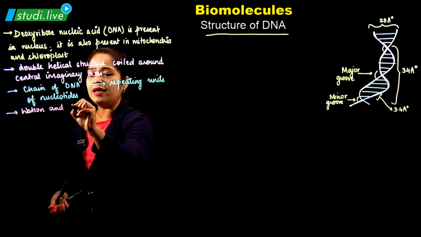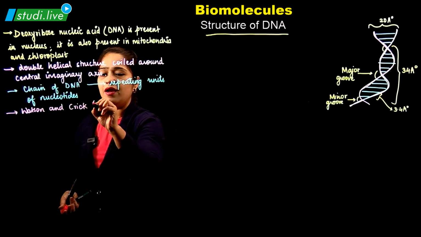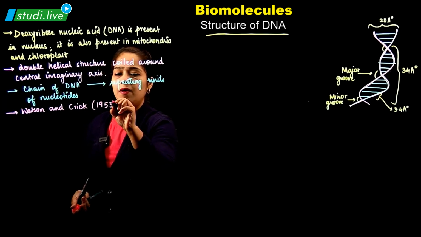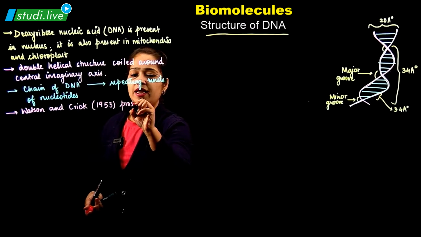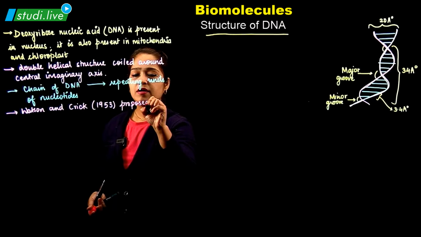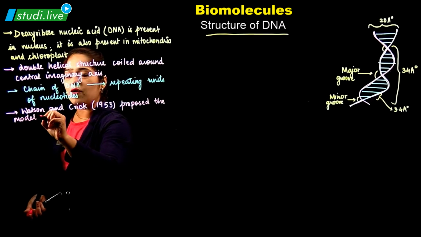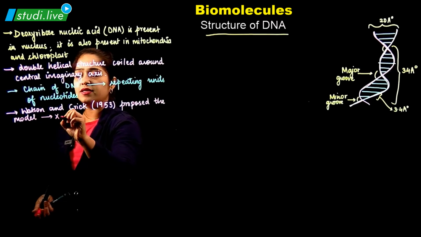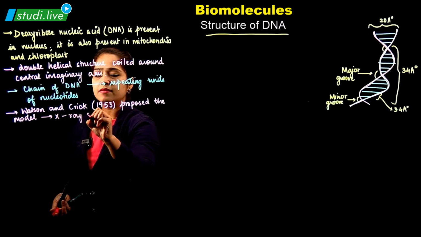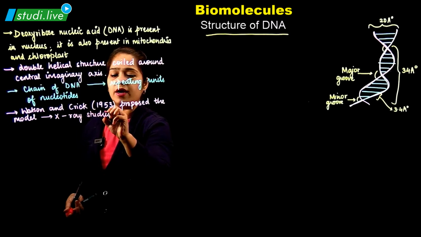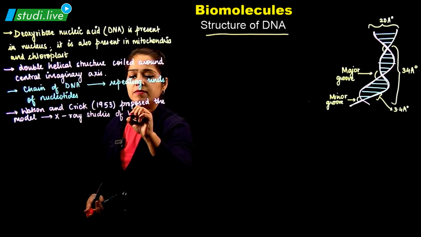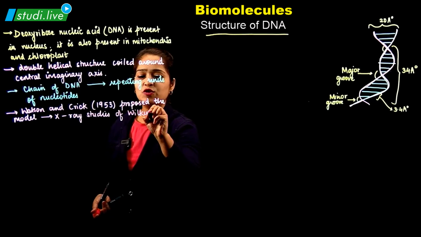Watson and Crick in the year 1953 proposed the model of DNA based on the X-ray crystallographic studies of Wilkins, and they were awarded the Nobel Prize in 1962.